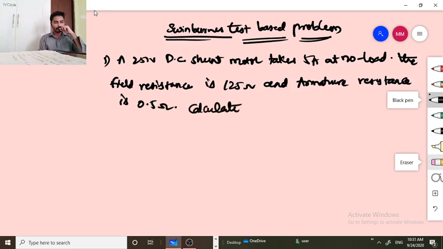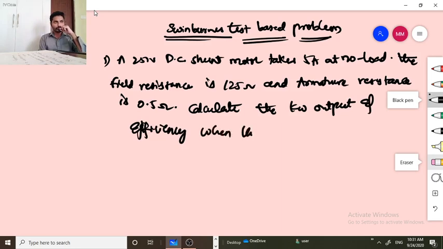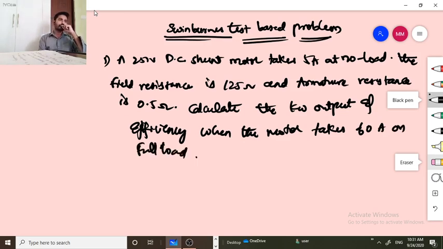Calculate the kilowatt output and efficiency when the motor takes 60 amperes on full load. So this is based on the Swinburne's test problem. So you need to calculate the efficiency and output.